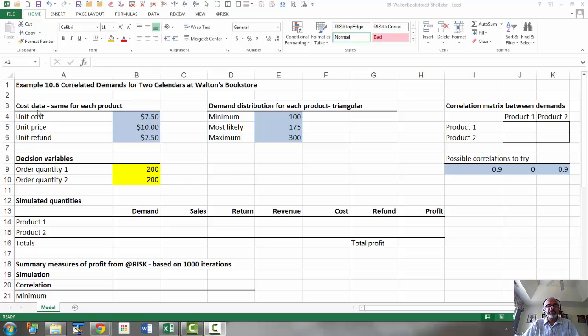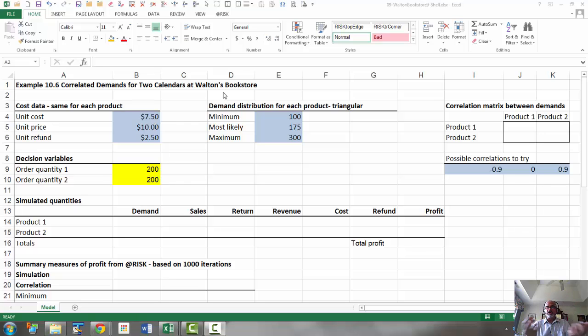Now on to example 10.6, and what we have here is two different products that we're going to sell. When we sell two different products, the demand for the two products could be correlated. Sometimes if they are complementary products, then if the demand for one product goes up, the demand for the other product also may go up. But on the other hand, if they are replacement products, that means if the demand for one product goes up, the demand for the other product may go down.